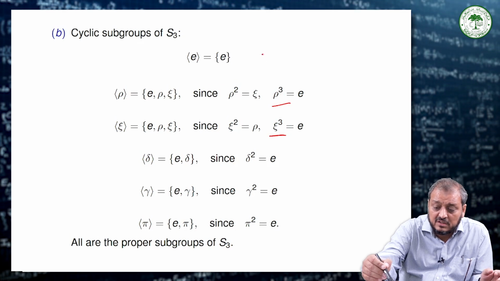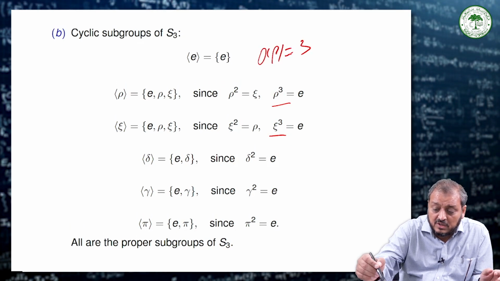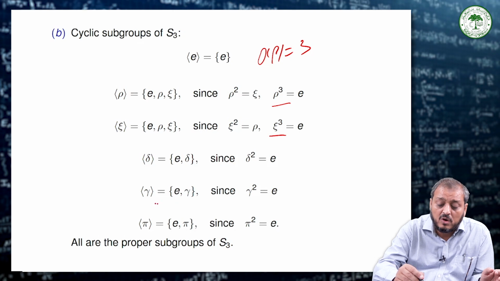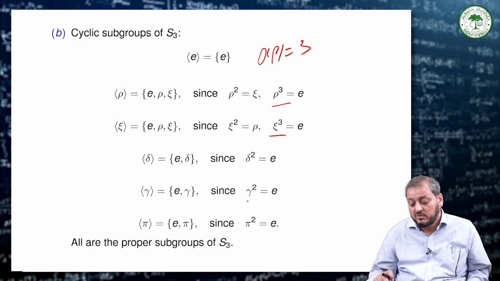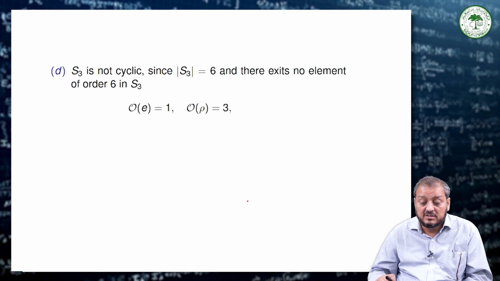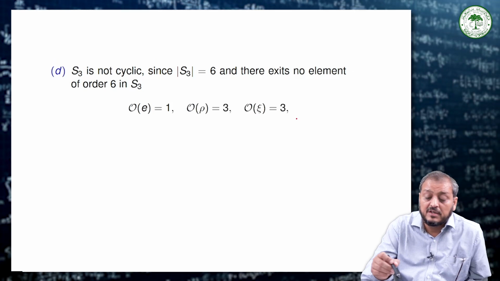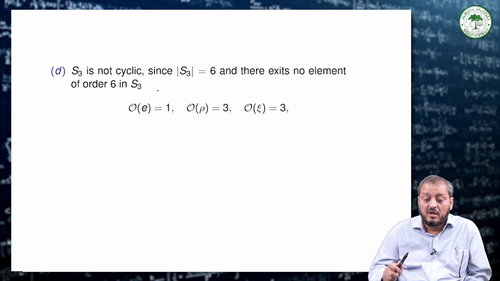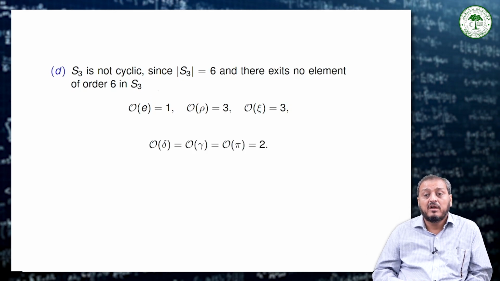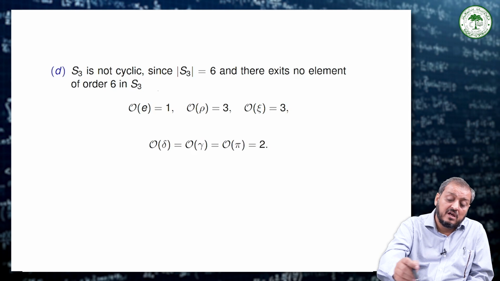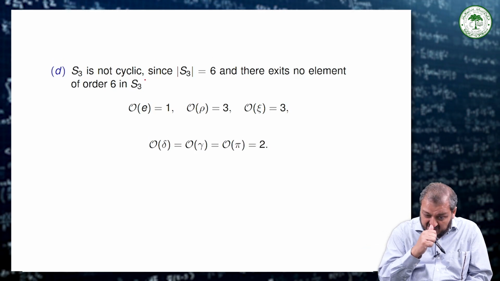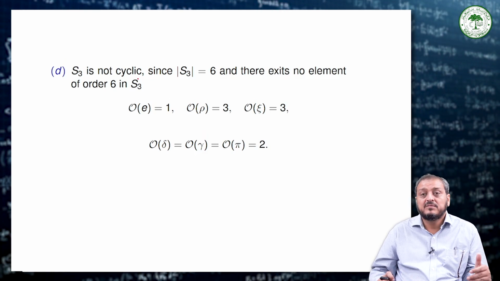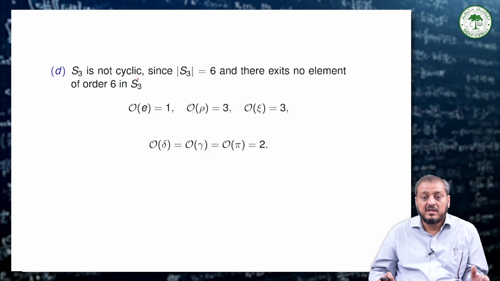So from here we can say that the order of rho is 3, order of zeta is 3, order of delta is 2, order of gamma is 2, order of pi is 2. So these two elements have order 3, the identity has order 1, and all other three elements have order 2. So clearly there does not exist any element whose order is 6, and so S3 itself is not cyclic, but there are some subgroups which are cyclic.